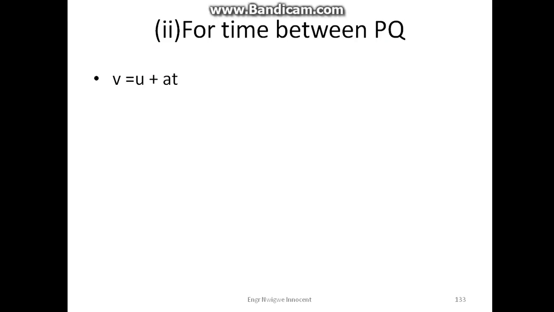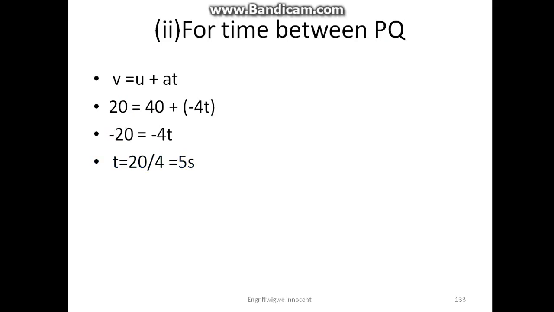II, for time between PQ. v is equal to u plus at. Substituting the values, you have 20 is equal to 40 plus in bracket minus 4 times t. Minus 20 is equal to minus 4t. We now have t is equal to 20 over 4, equal to 5 seconds.